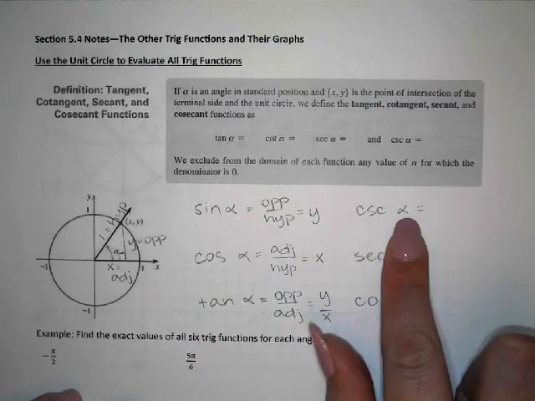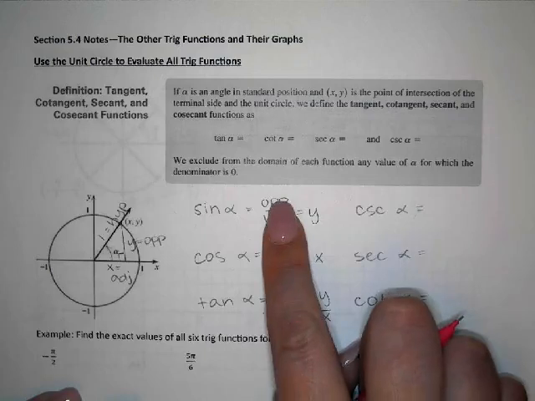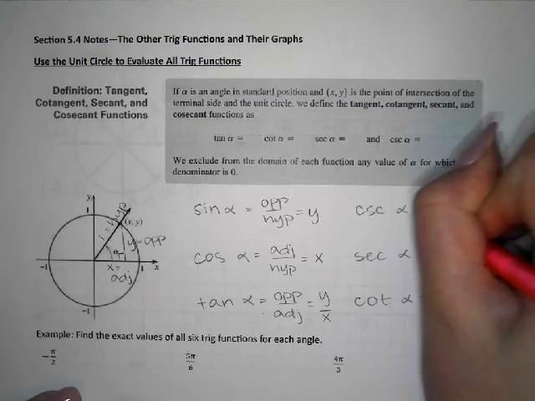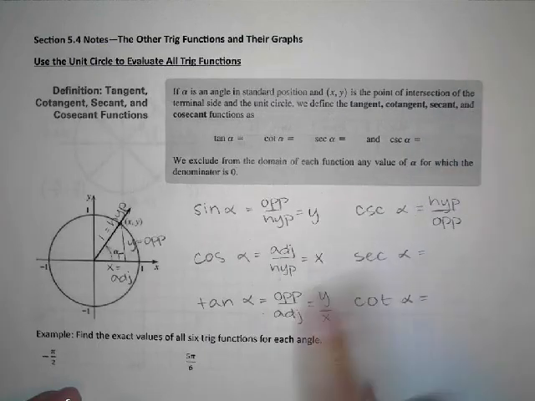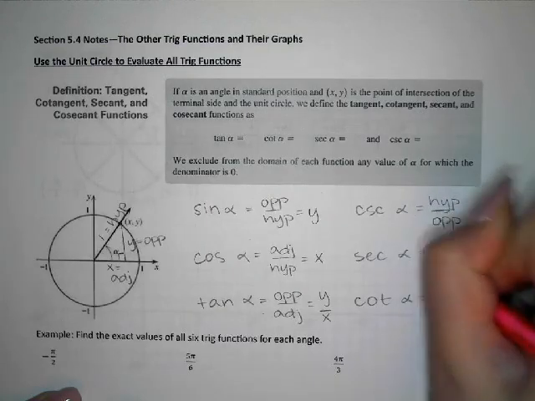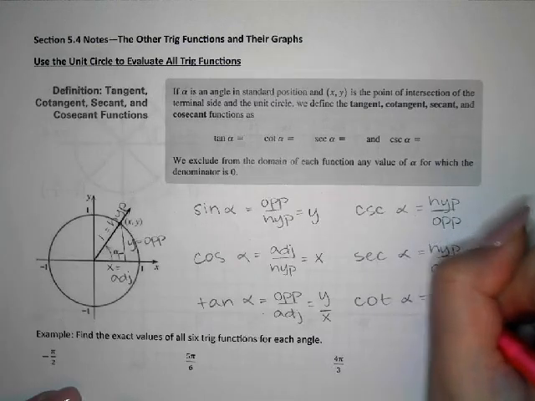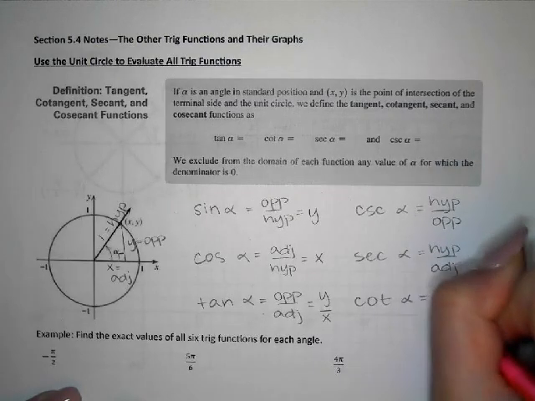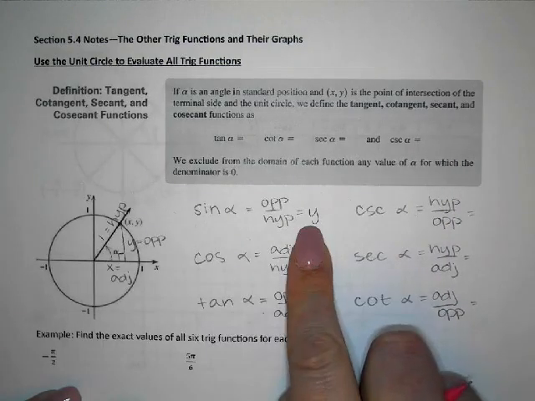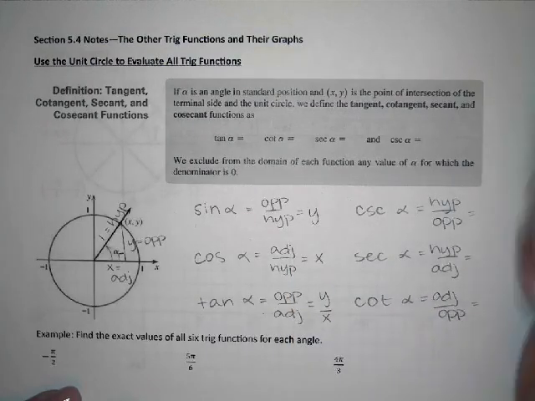Now, these are the reciprocal functions, and so you just take the reciprocal. Instead of opposite over hypotenuse, it is the hypotenuse over the opposite side. Instead of adjacent over hypotenuse, it's hypotenuse over adjacent. And instead of opposite over adjacent, it's adjacent over opposite. And so here, instead of thinking of this as y divided by 1, it's 1 divided by y.